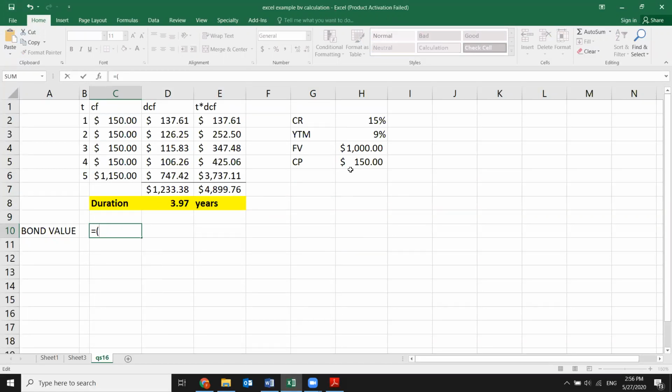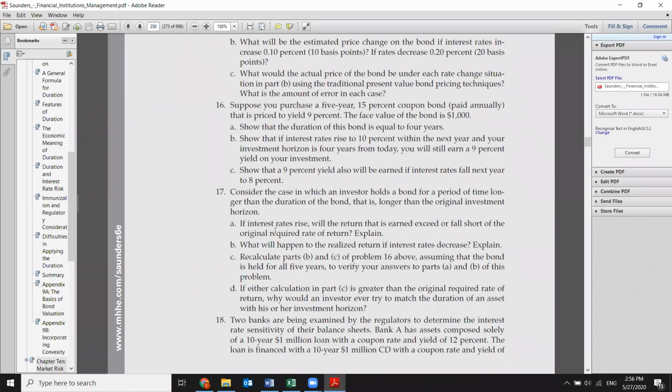Isn't it 9 rate? No, not 9% here. It should be 10%, because it's increased. In part B, if you read the question here, it says to show that if the interest rate increases to 10%, okay?